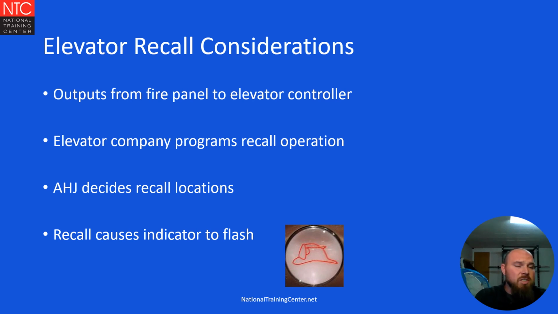Some considerations to take into account when we are looking at recall. We're going to have outputs from the panel to the elevator controller. However, the elevator company is going to be the entity that is going to program the recall operation. AHJ makes the decision on where recall locations are, and when we have recall, the firefighter's hat within the elevator itself will have an indicating flash.